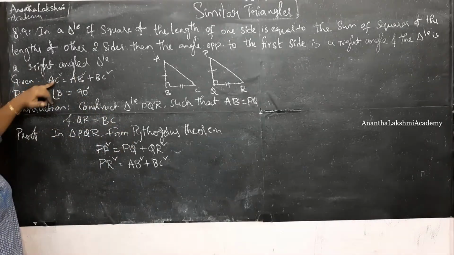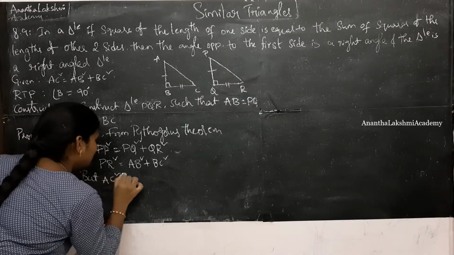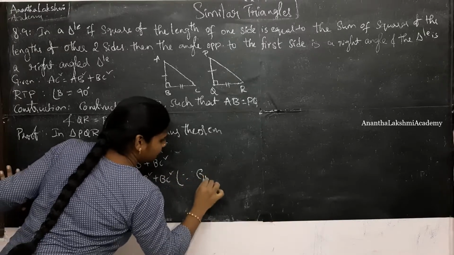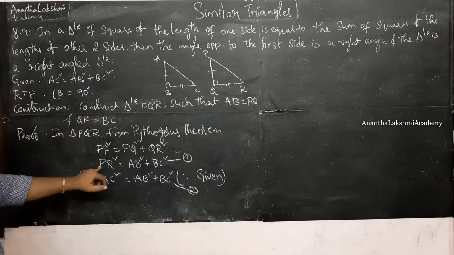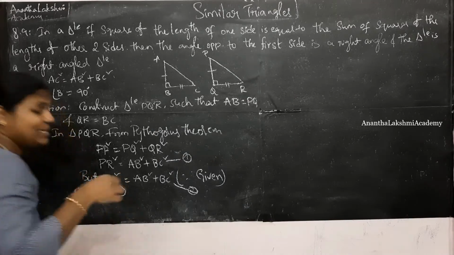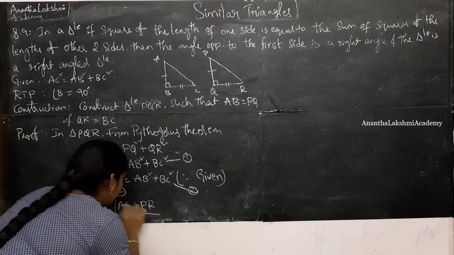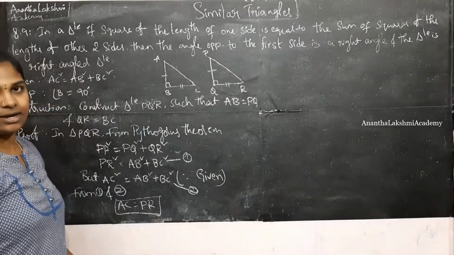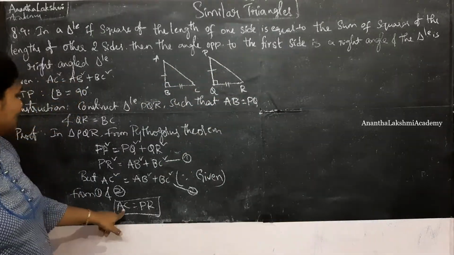But what is given for us? AC square is equal to AB square plus BC square, since given. If you consider this as 1 and this as 2, from 1 and 2, what can we write? Since the RHS are equal, the LHS must be equated. So PR square is equal to AC square, which if you cancel the squares on both sides, becomes AC is equal to PR. Okay. Now that we got AC is equal to PR.